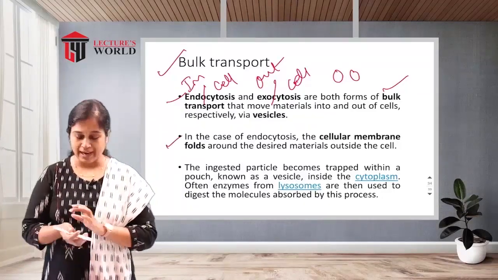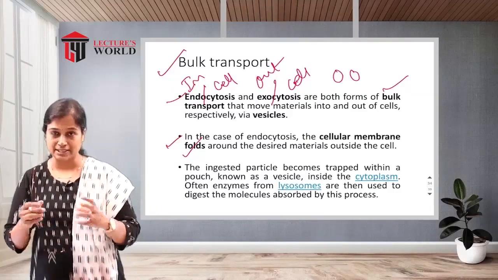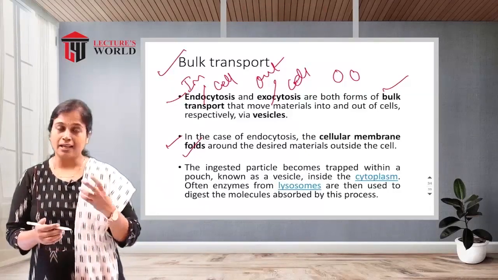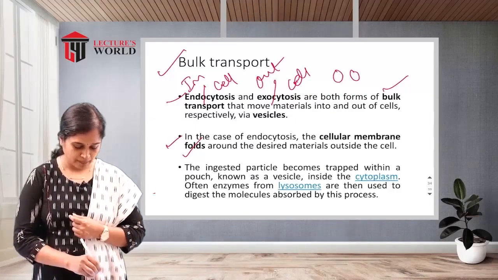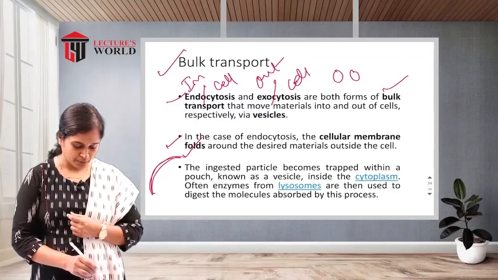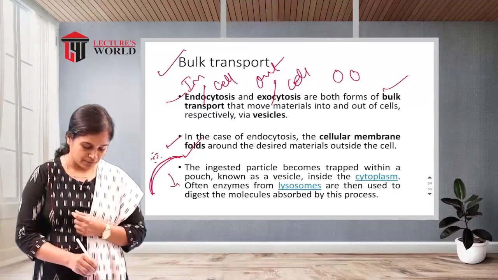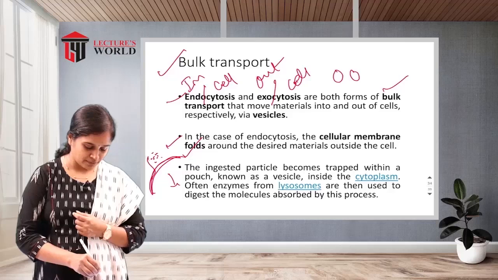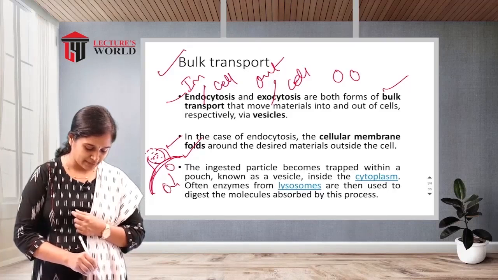In the case of endocytosis, the cellular membrane folds around the desired substance which is outside of the cell. Suppose this is the cell, this is the cell membrane. There is some substance which we need to bring inside. So what will happen? There is a formation of a fold, and gradually it will fold like this and it will become a vesicle and come inside the cell.